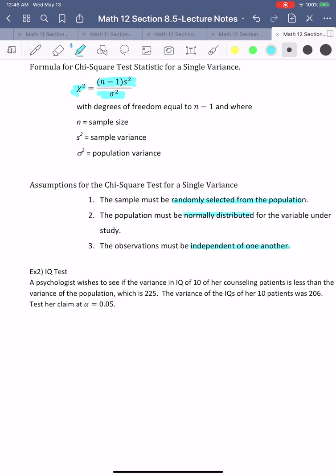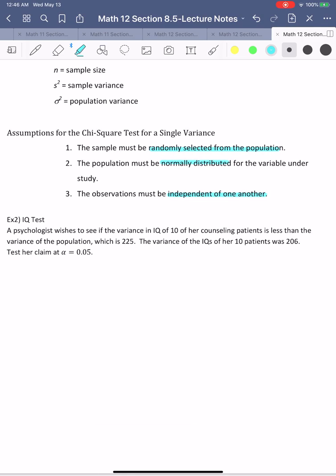All right, let's look at the IQ test. A psychologist wishes to see if the variance in IQ of her 10 counseling patients is less than the variance of the population, which is 225. The variance of the IQs of her 10 patients was 206. Test her claim at alpha equal to 0.05. The null hypothesis is that the variance is 225, and the alternative hypothesis is that the variance is less than 225, which is the claim.